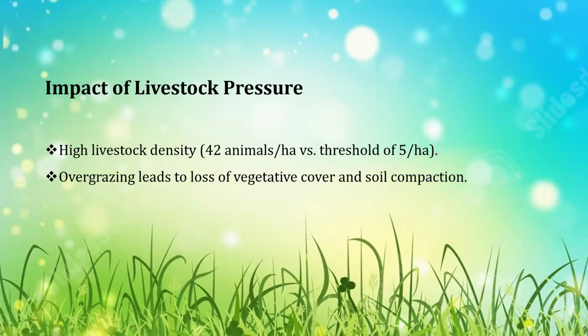Plant roots struggle to grow through hard packed earth, making it difficult for the landscape to recover even if the animals are removed. And this point argues that the current livestock density is unsustainable. To prevent permanent land degradation, the animal to land ratio needs to be significantly reduced towards the identified threshold of 5 animals per hectare.